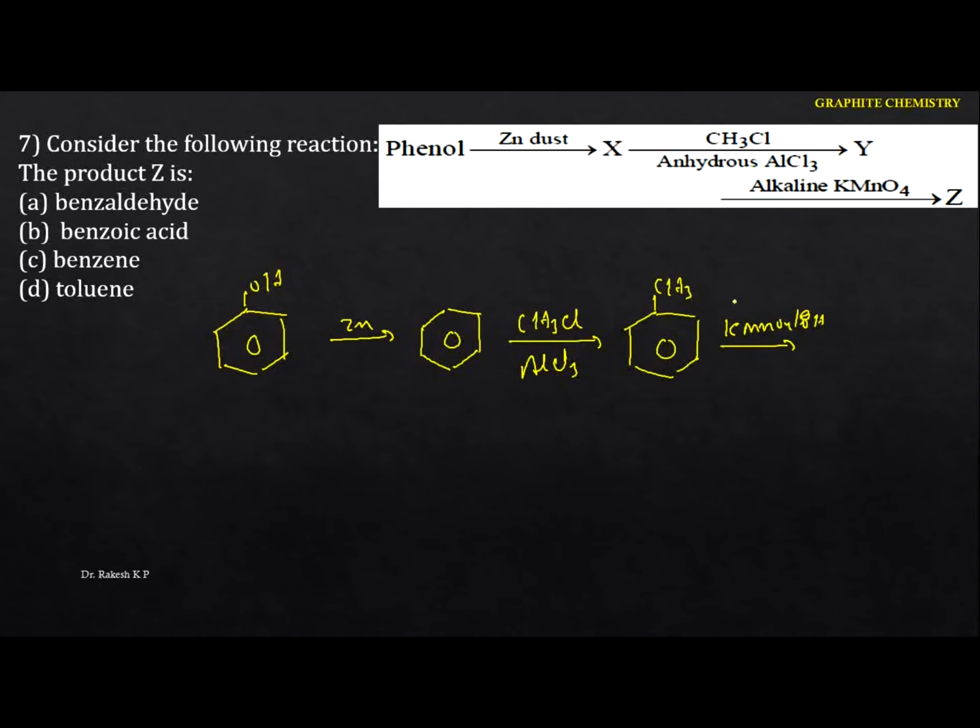Remember one thing, if it is any alkyl benzene, and the alkyl group contains at least one hydrogen, it always undergoes oxidation to form the carboxylic acid. But they have to contain at least one hydrogen. Here we have 3 hydrogens. The condition for oxidation with alkaline potassium permanganate is that the alkyl group must contain at least one hydrogen, which upon oxidation gives the respective carboxylic acid. Hence in this case the product is benzoic acid, the option is B. Next one.